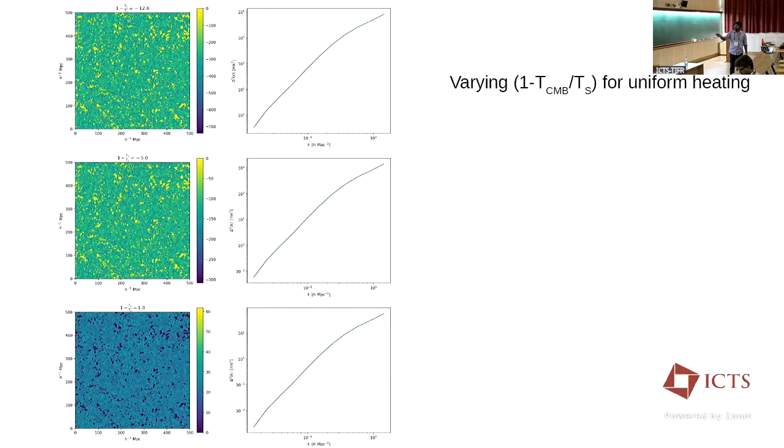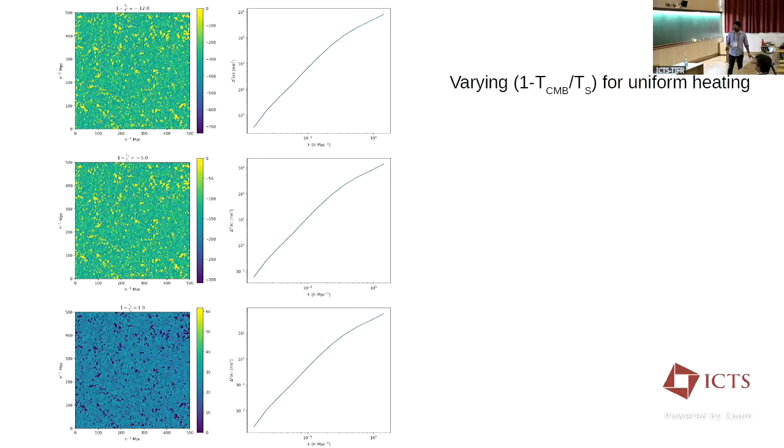While for this factor, 1 minus T gamma by Ts, you see that the shapes are the same, and only the amplitude is scaled, because this is basically a number. It is not creating any additional fluctuations, but only changing the amplitude of the power spectrum at all scales.